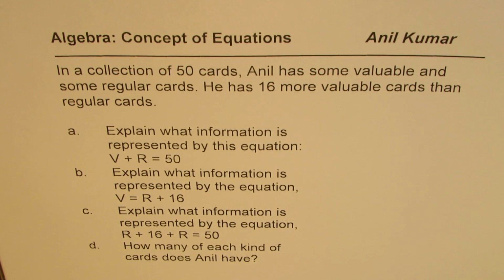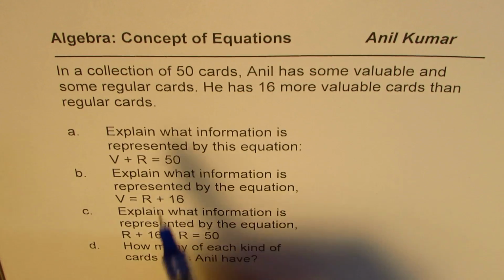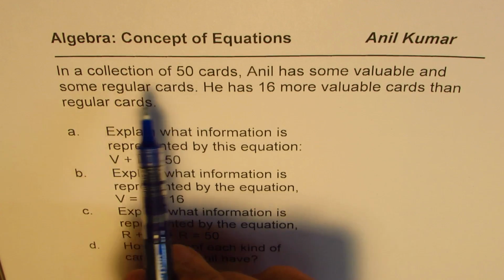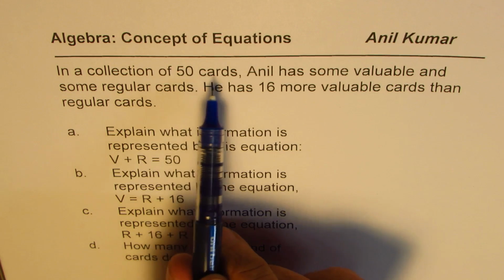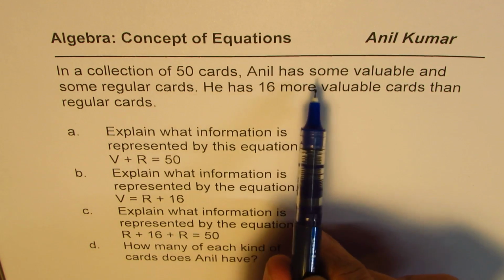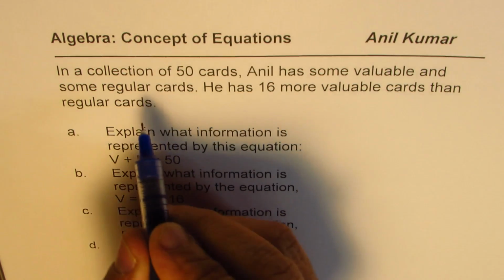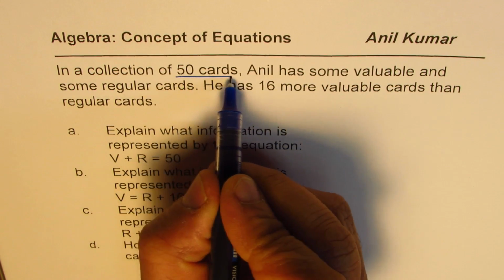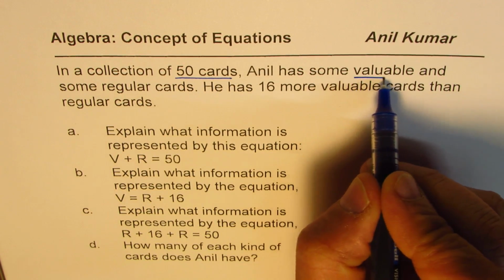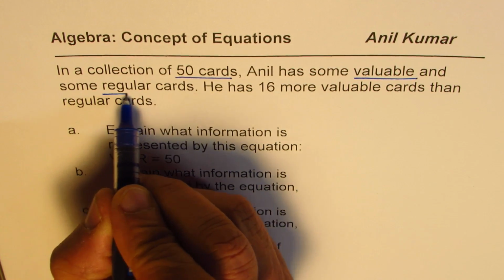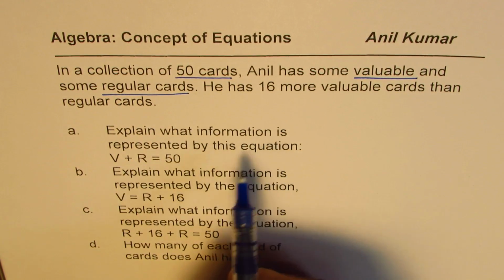Now the idea of sharing this question is to understand how we form equations by defining variables, right? Method is given to you. Now let's read the question once again. In a collection of 50 cards, Anil has some valuable and some regular cards. So we have a collection of 50 cards. Some are valuable, some are regular cards. Do you see that? Now let's look into part A.